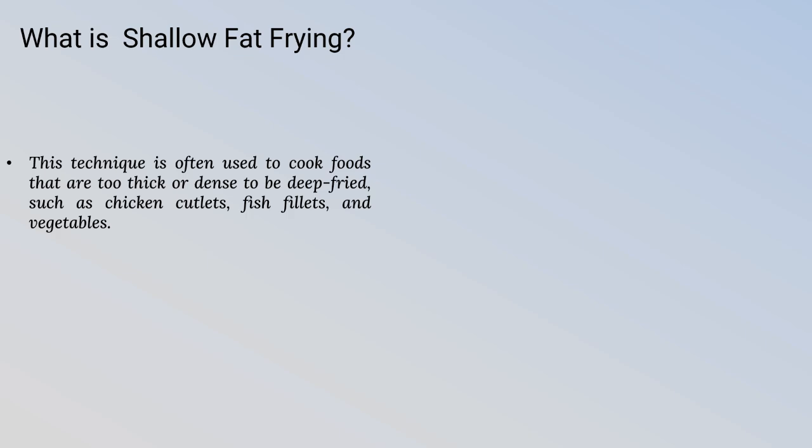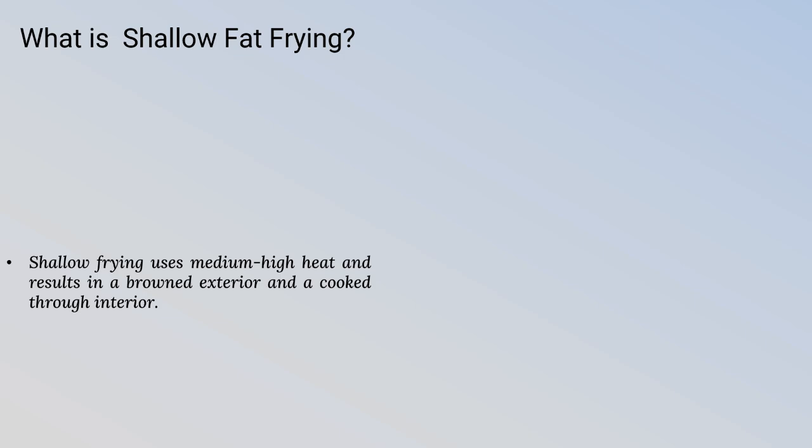This technique is often used to cook foods that are too thick or dense to be deep fat fried. So the food which is very thick and very dense, normally we select the shallow fat fry method. What are those? Such as chicken cutlets, fish fillet and vegetables, right? Shallow frying uses medium high heat and results in a browned exterior and a cooked through interior. Remember, unlike deep fat frying, you do not need a very high temperature. Here it is a medium high temperature, but you have to find out the smoke point, then only this process will be excellent. Otherwise, there will be a problem with the product.